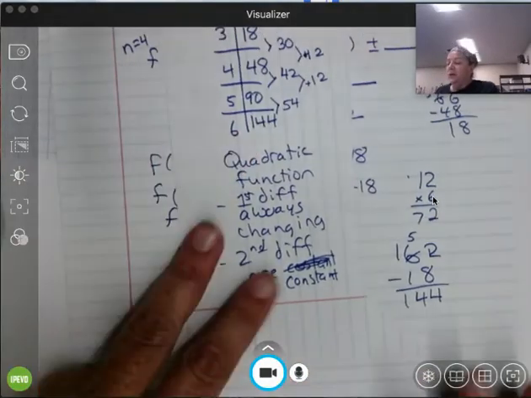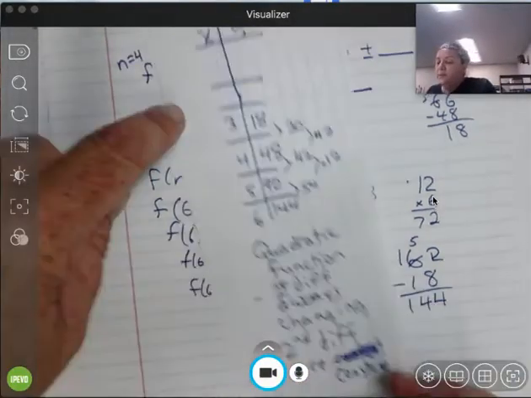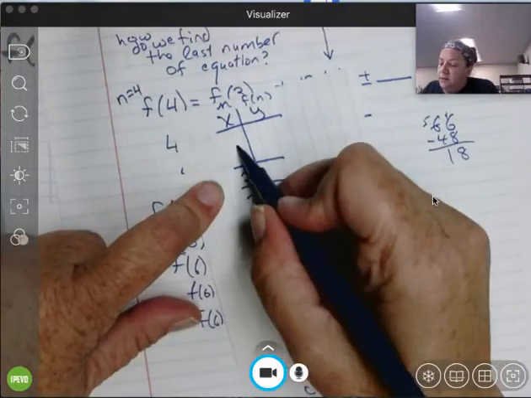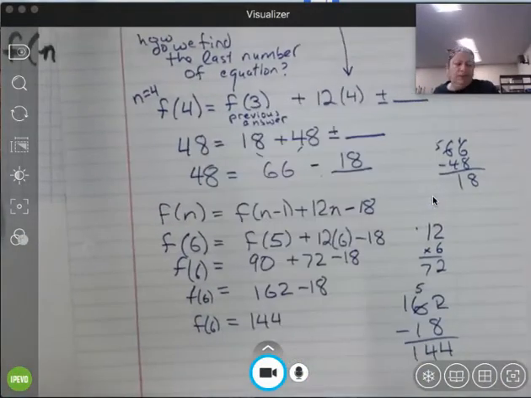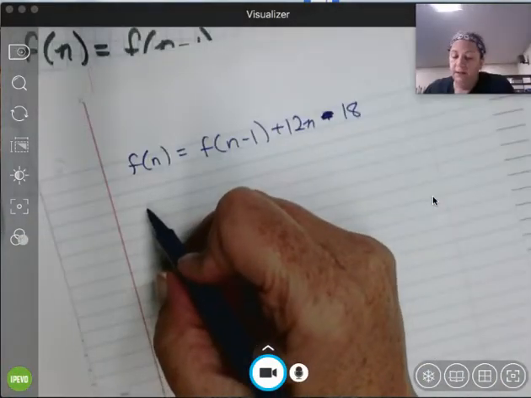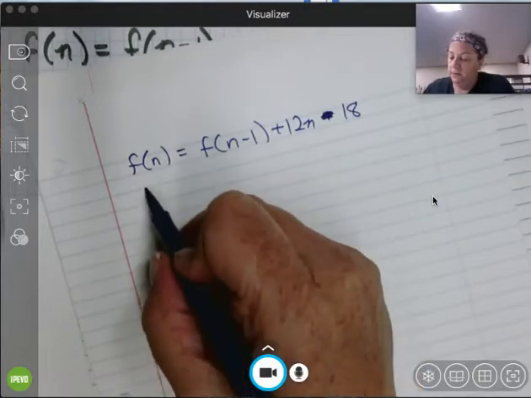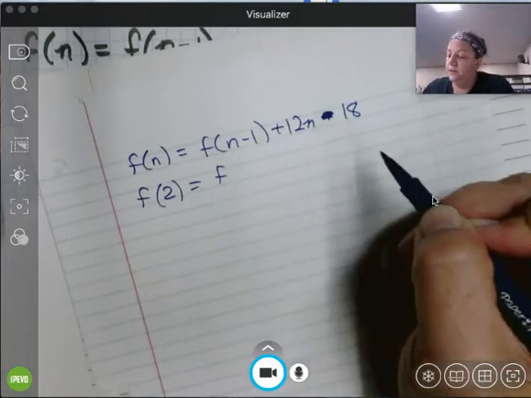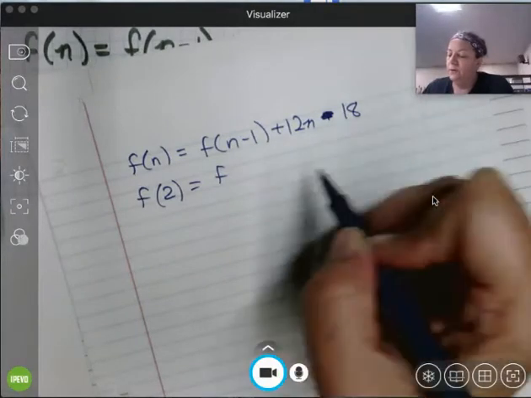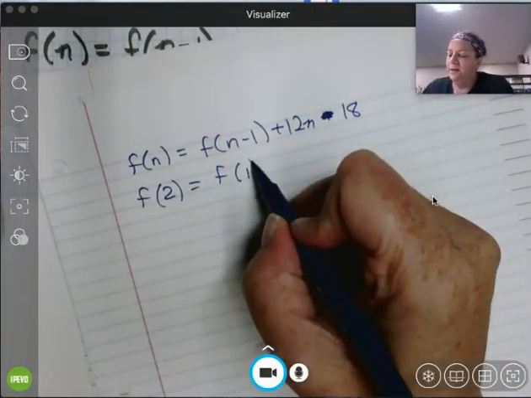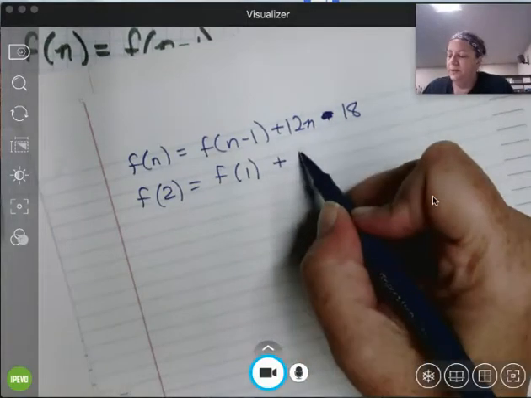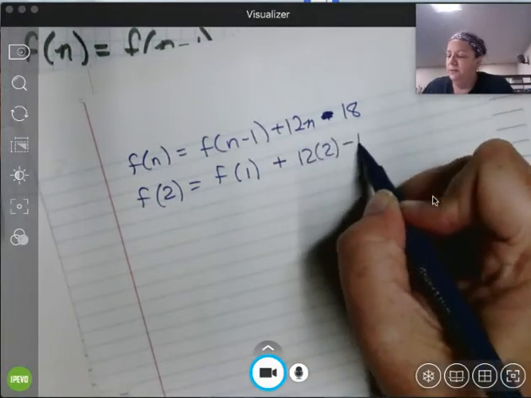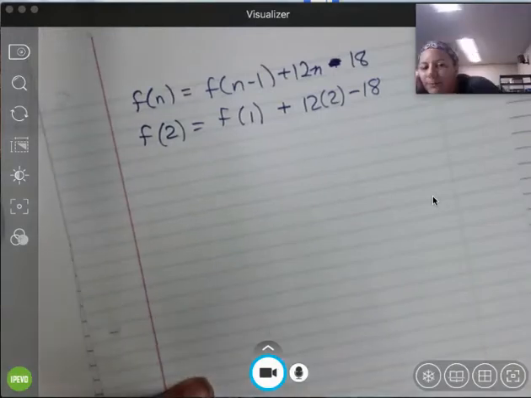That's so cool. So I want to use our equation also to find terms 2 and 1, because they didn't give us terms 2 and 1. Find f of 2 equals f of 1 plus 12 times 2 minus 18. It's a recursive formula. We can't use it to go backwards.